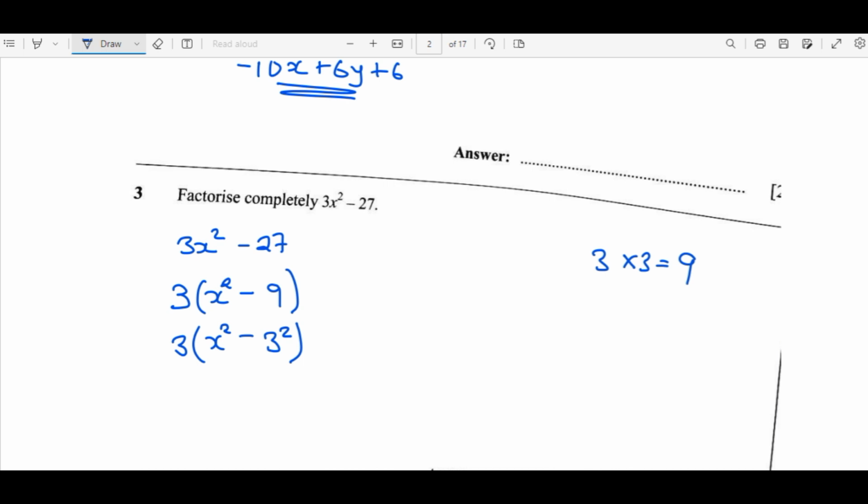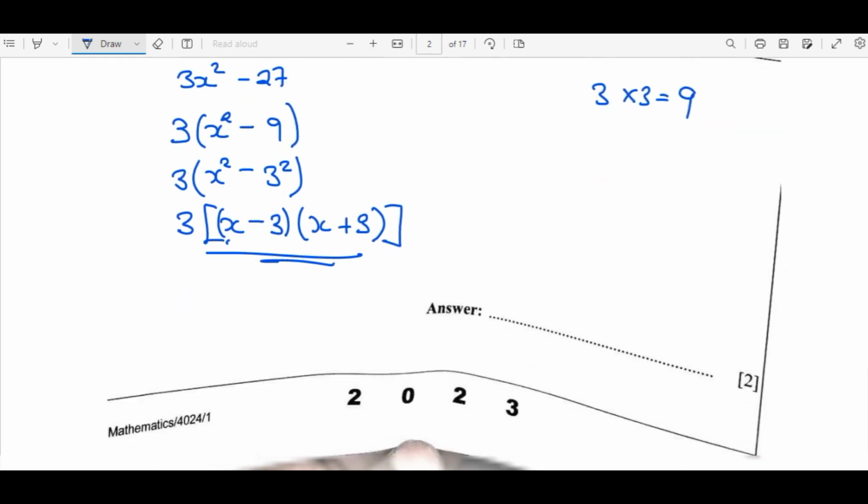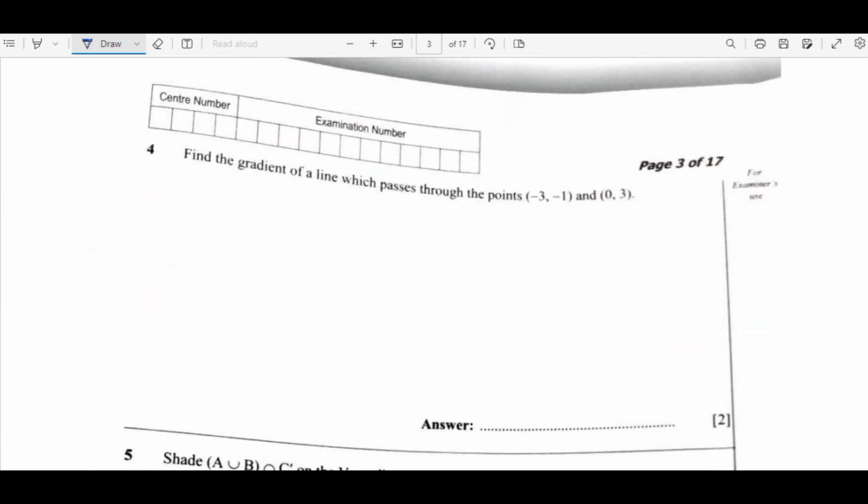When you look at where we've arrived, this is a difference of 2 squares. So we say 3, and then x minus 3, we put them in brackets, and then open bracket x plus 3, then we close. So it means that we've done the needful. Okay, so we can quickly move to the 4th question.